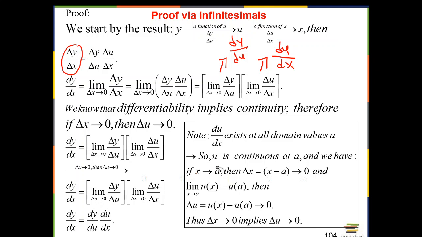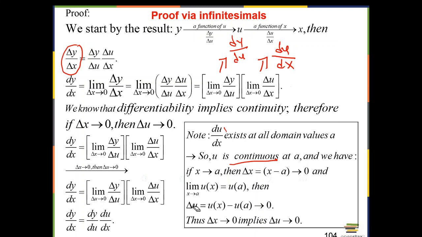So when x approaches a, then delta x approaches 0, right? Because what is delta x? It's the difference between x and a. So now we know that the limit of u of x when x approaches a has to be u of a. Why? Because u is continuous, and that is the definition of continuity. So we know this is true, and we know this is true. Well then, what is u of x minus u of a? It goes to 0, right?